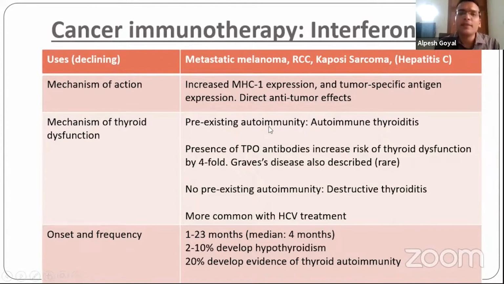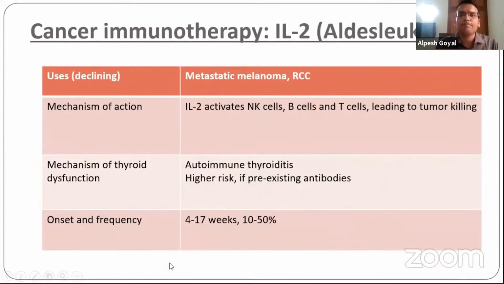So in patients who have pre-existing autoimmunity, this agent causes thyroid dysfunction by autoimmune thyroiditis. However, if there is no pre-existing autoimmunity, you can also get a destructive form of thyroiditis. Presence of TPO antibodies is known to increase the risk of thyroid dysfunction by about 4. And the frequency of this adverse event varies between 2 to 10%. And autoimmunity or thyroid peroxidase antibodies develop in around 20% of patients.